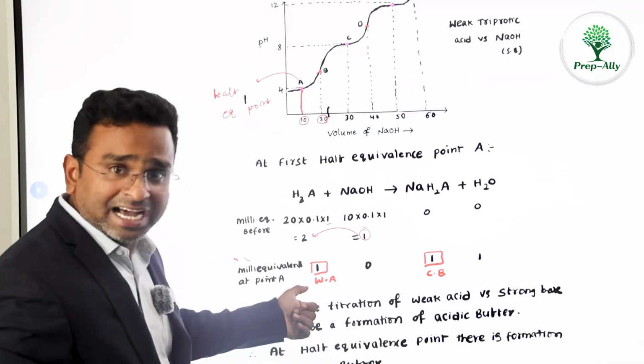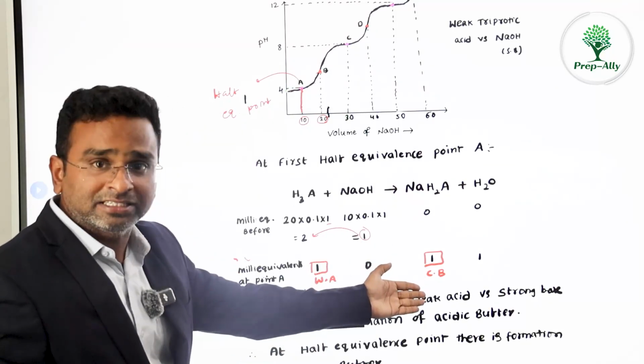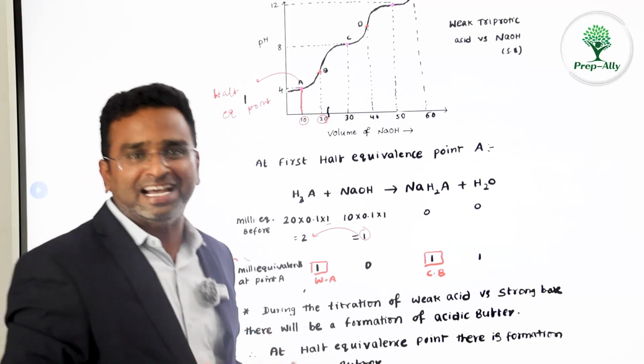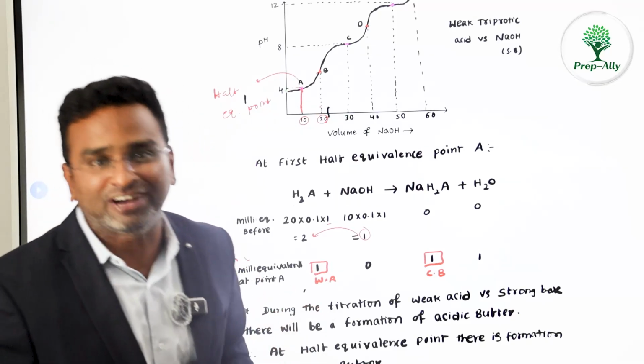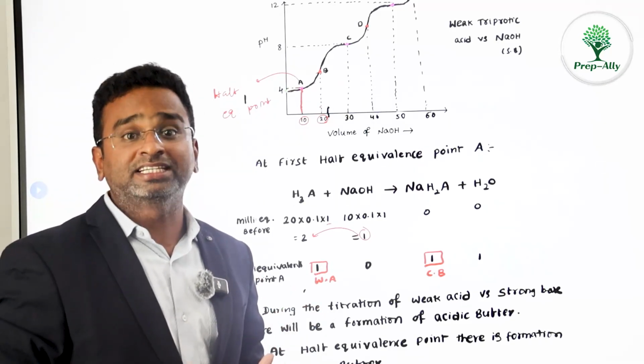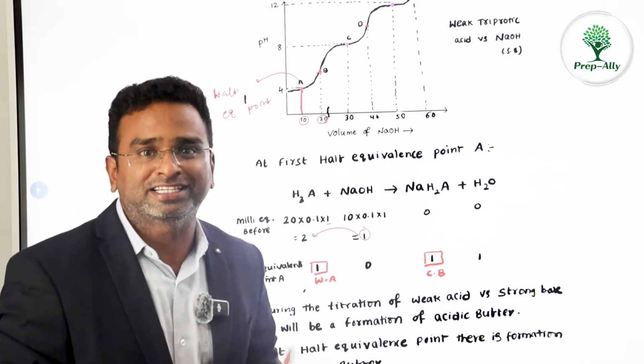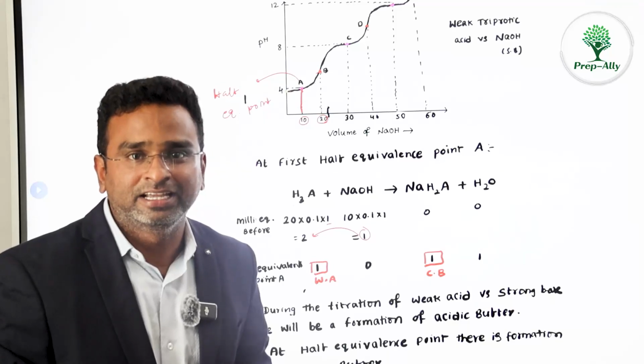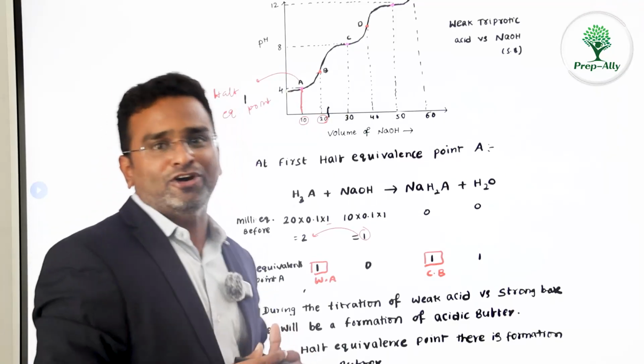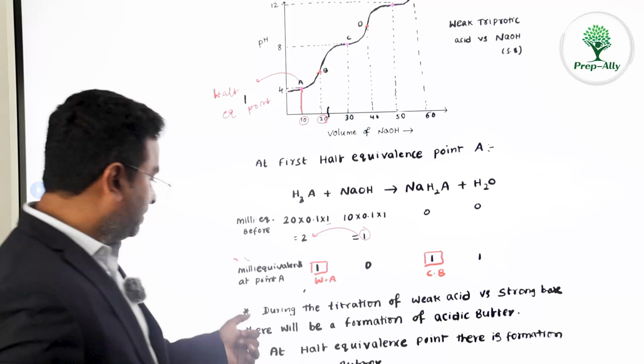So there is a weak acid and its conjugate base. Can you guys guess it? Weak acid and conjugate base will form what? Buffer. Acidic buffer. That too with the highest buffer capacity. Sir, why sir highest buffer capacity at half equivalence point? That we know already in ionic equilibrium.